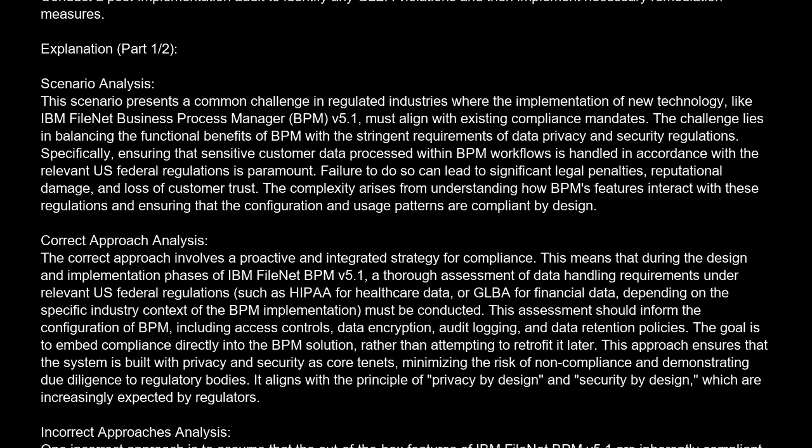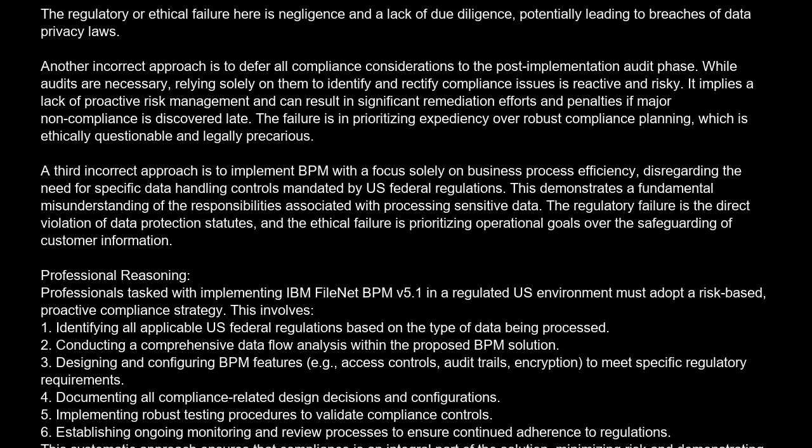Incorrect approaches analysis. One incorrect approach is to assume that the out-of-the-box features of IBM FileNet BPM v5.1 are inherently compliant with all U.S. federal regulations without specific configuration or validation. This overlooks the fact that compliance is context-dependent and requires tailoring the system to specific data types and regulatory requirements. The regulatory or ethical failure here is negligence and a lack of due diligence, potentially leading to breaches of data privacy laws.